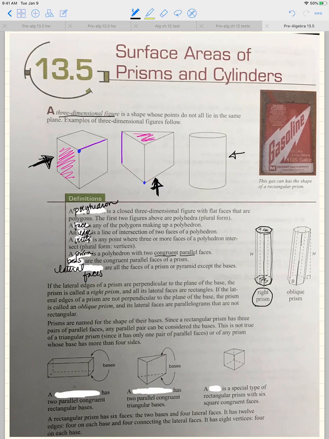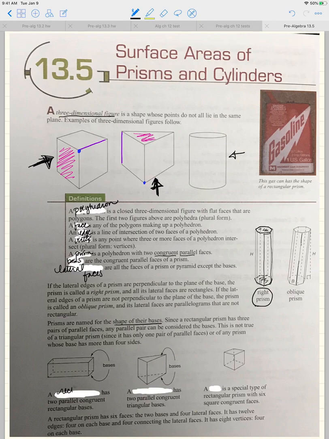Prisms are named for the shape of their bases. Since a rectangular prism has 3 pairs of parallel faces, any parallel pair can be considered the bases of a rectangular prism. This is not true of a triangular prism, since it has only 1 pair of parallel faces, or of any prism whose base has more than 4 sides.